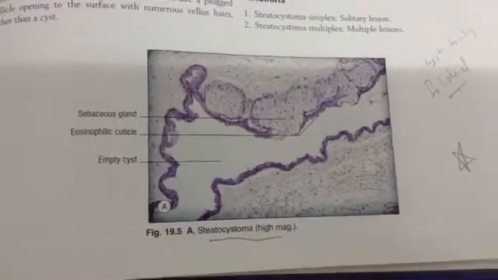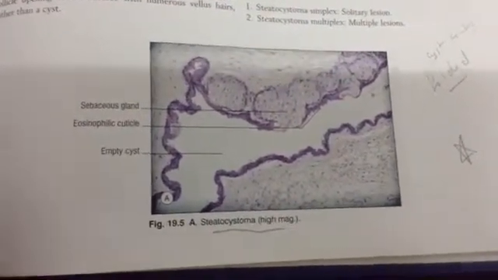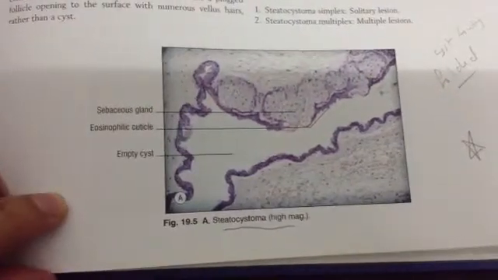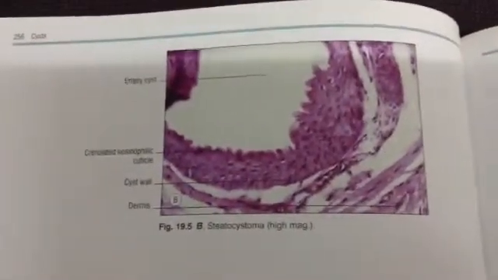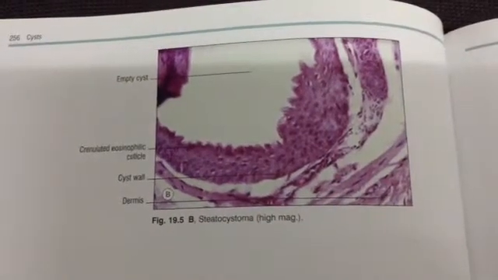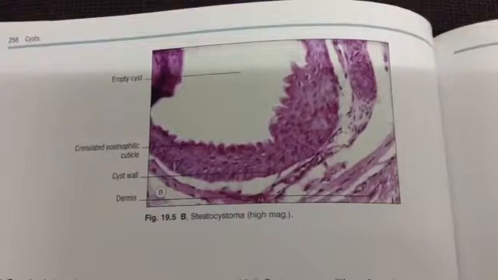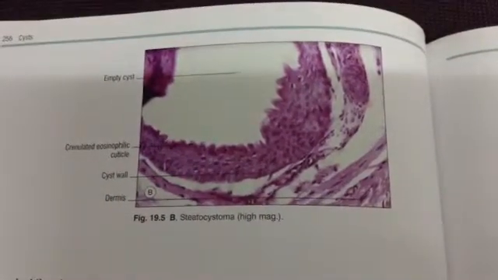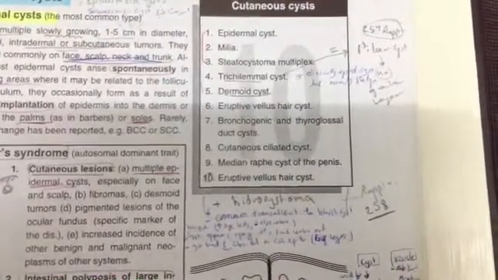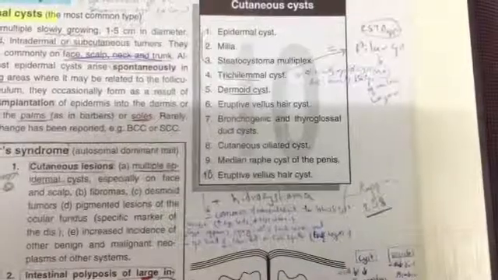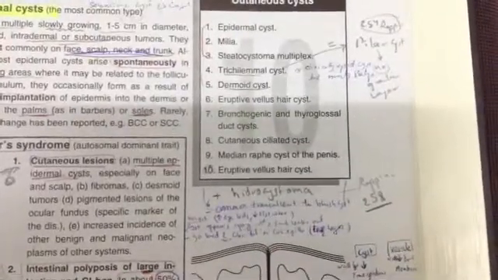It is an empty cyst lined with the eosinophilic cuticle and sebaceous gland on the wall. And also you can see here, this is the high magnification, the empty cyst and convoluted eosinophilic cuticle of steatocystoma multiplex.